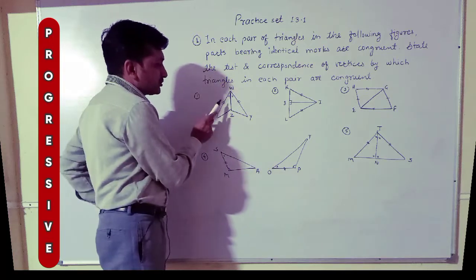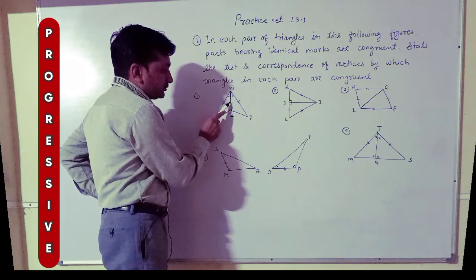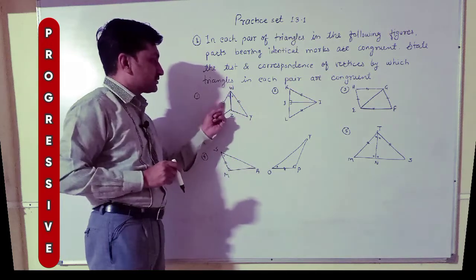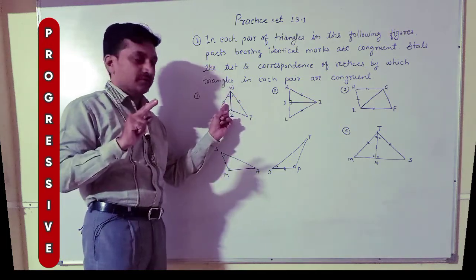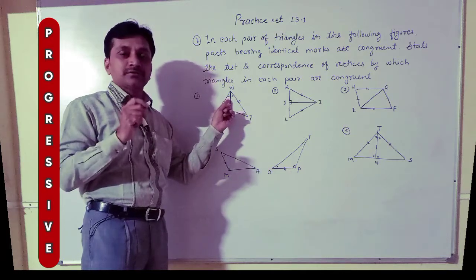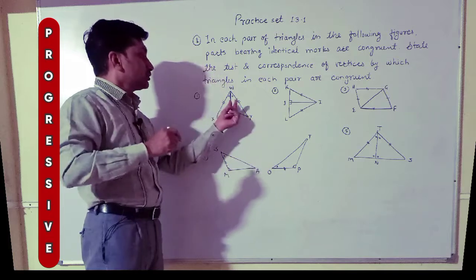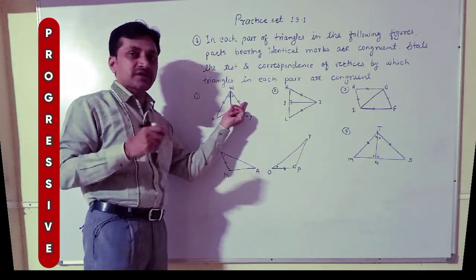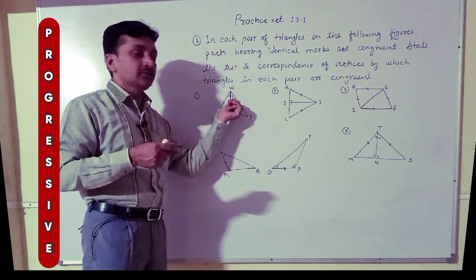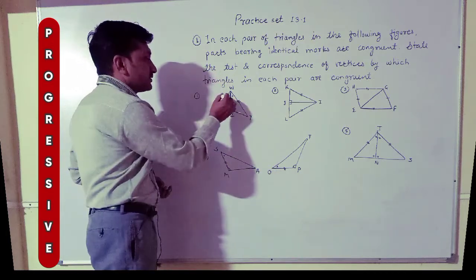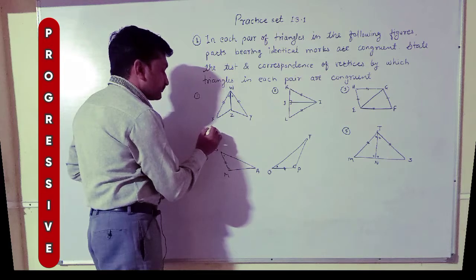If you see the sequence, you see here side angle side and here side angle side. Two sides of one triangle and included angle are congruent with two corresponding sides of the other triangle and included angle, then these two triangles are congruent by SAS test.